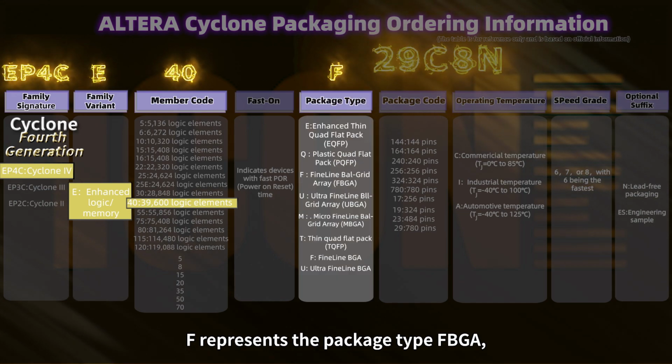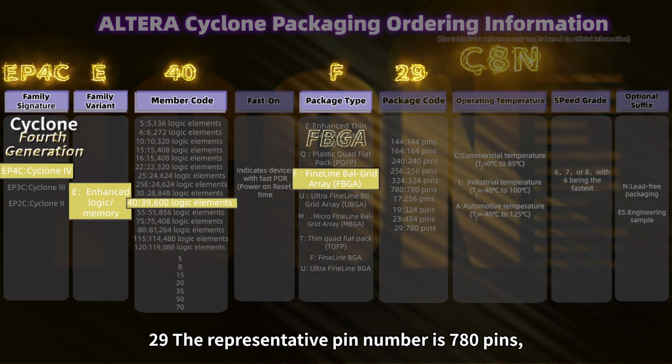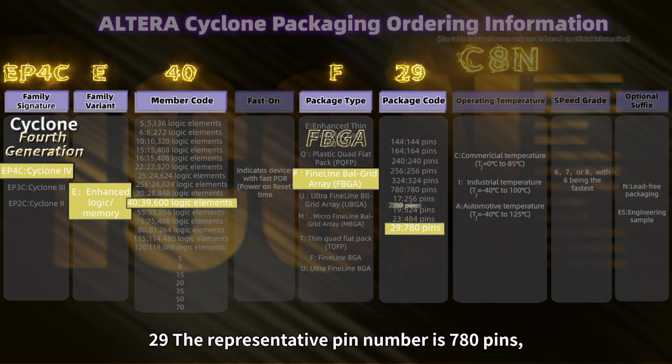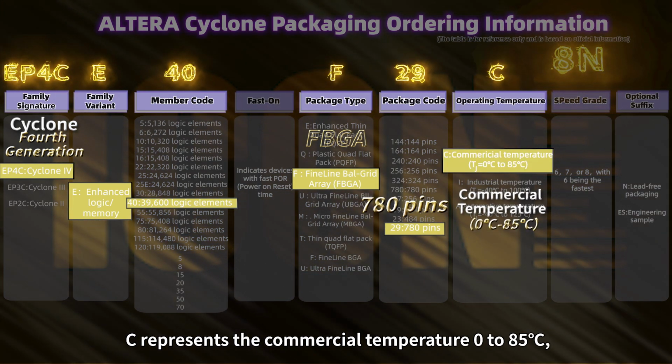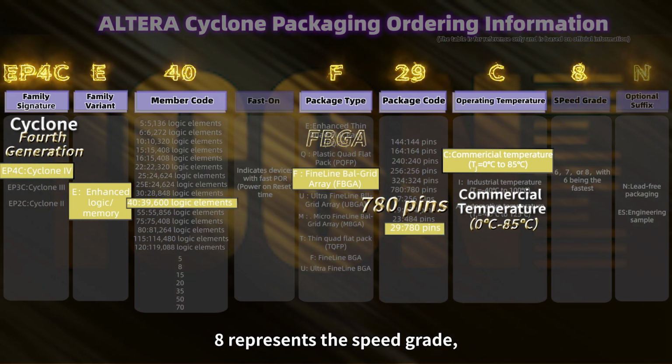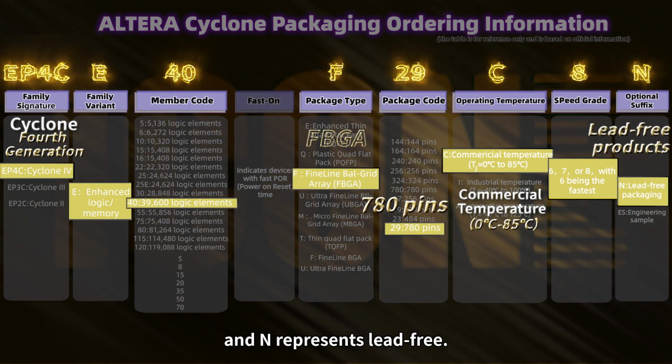F represents packaging type FPGA. 29 represents the pin number, which is 780 pins. C represents the commercial temperature, 0 to 85 degrees. 8 represents the speed grade, and N represents lead free.